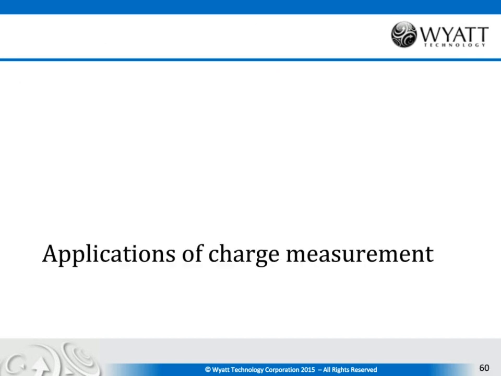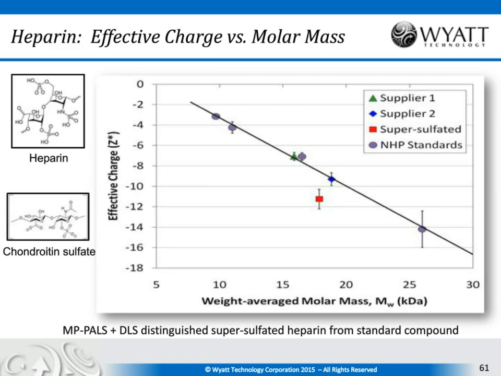So, some applications of charge measurement. In this application, we looked at heparin, and this came out of some work at the time when there was the scare of the heparin substitutes, which were coming out in some low-quality source materials. Chondroitin sulfate was this, and chondroitin sulfate is supersulfated relative to heparin, and it was thought that perhaps we could identify it through its additional charge, molecular charge.